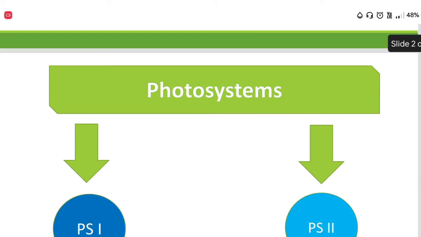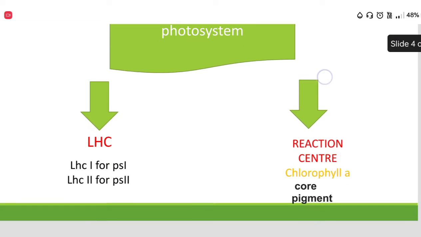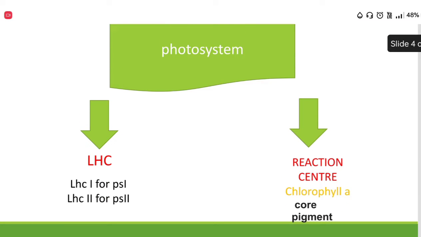So photosystem, as we have studied in earlier classes, there are two types of photosystem. First one is PS1, another is PS2. Then each photosystem consists of two parts, which includes first LSC, which is light harvesting complexes, which involve LSC1 for PS1, LSC2 for PS2. Then reaction center.